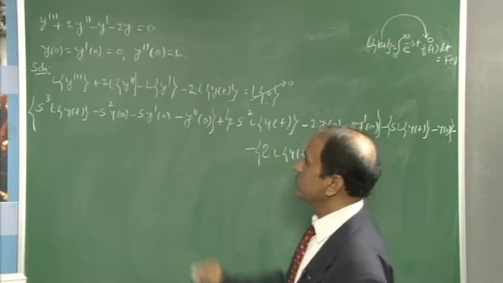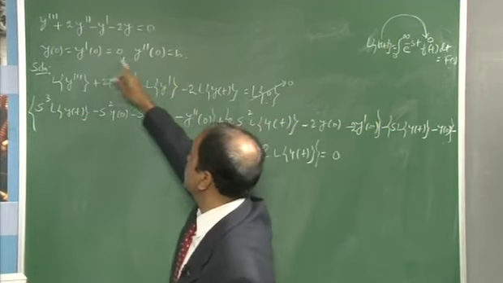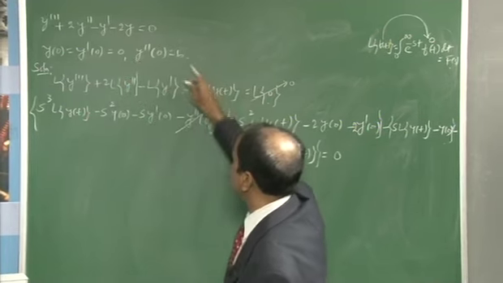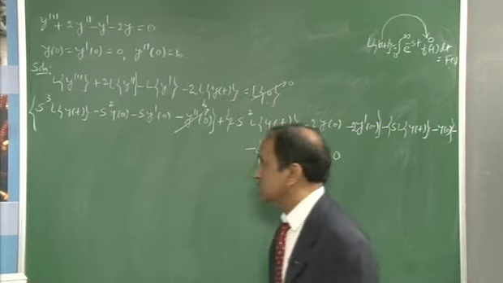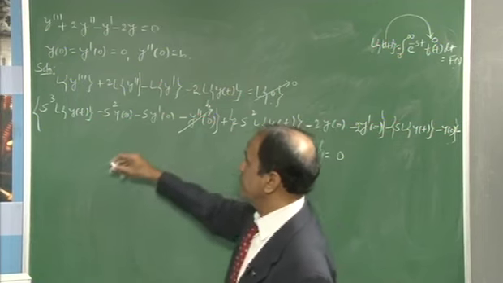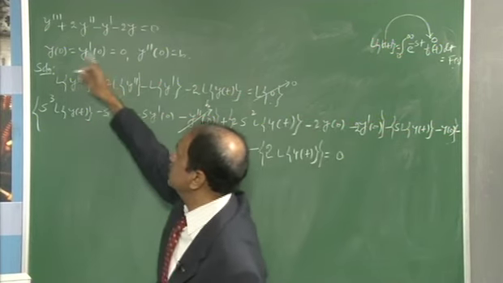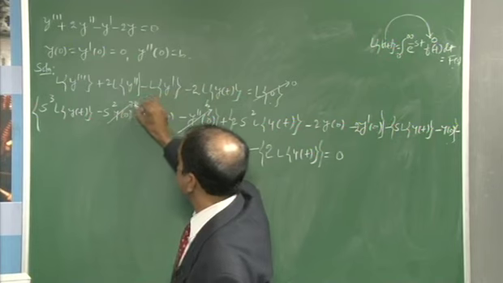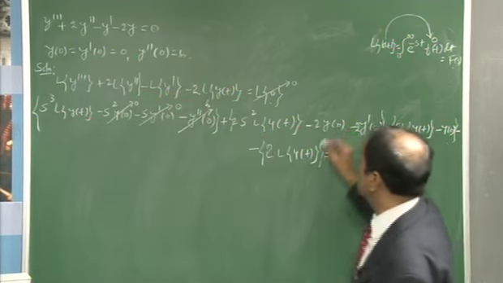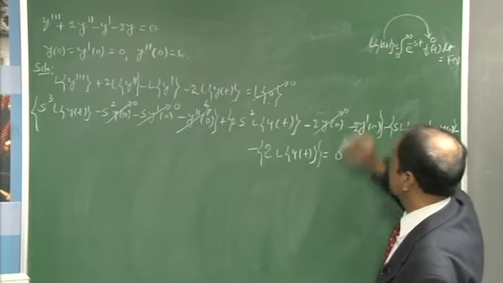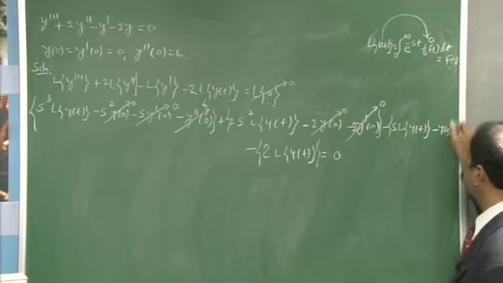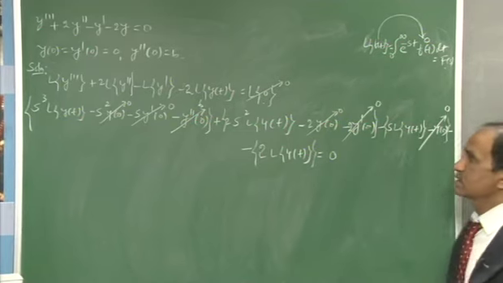Then you have to apply the initial conditions. Y double dash 0 is the only term that takes the value 6, whereas all the other terms are 0. That means y of 0 here is 0, then y dash 0 is also 0, and here y of 0 and y dash 0 are also 0, and here y of 0 is 0.